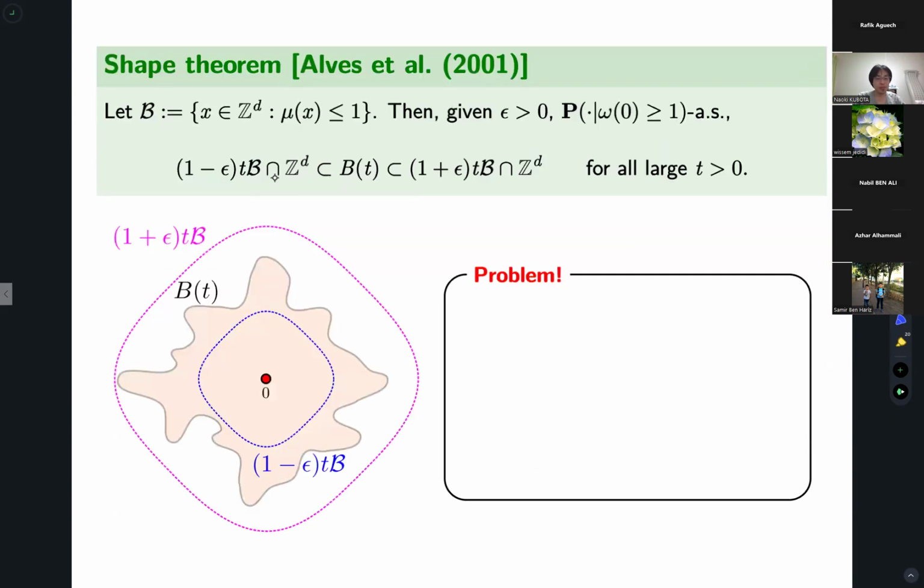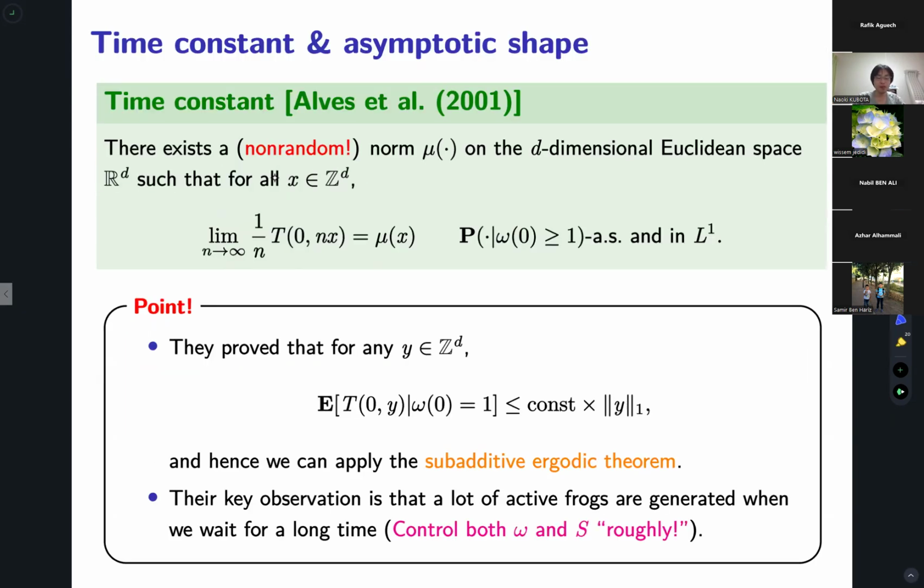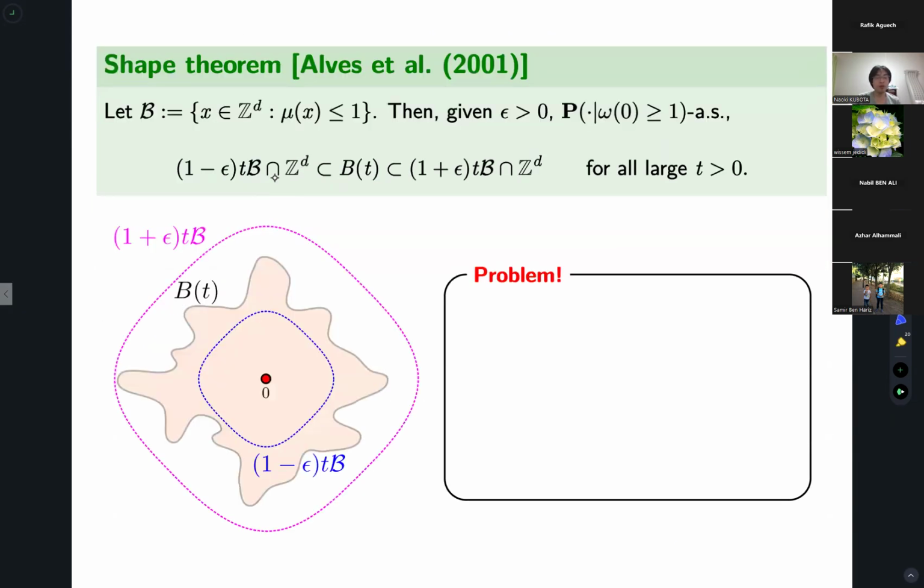Okay. Yeah, of course. So we can get asymptotic behavior of the first passage time. Similarly, we can get the behavior of the set visited by the active frog within time t in this way. So this kind of result is called the shape theorem. This is the shape theorem in the frog model.